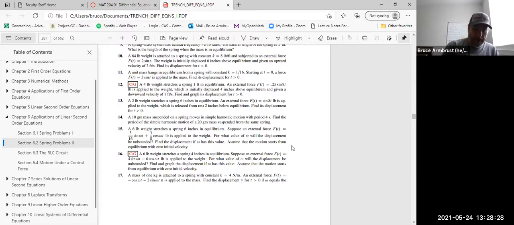So we've got 6 pounds that stretches, not 4 inches, 6 inches. And our force is 3/16 sine omega t plus 3/8 cosine of omega t, and that's also in pounds. And we're going to try to find the omega that leads to destruction. Let me share my whiteboard.